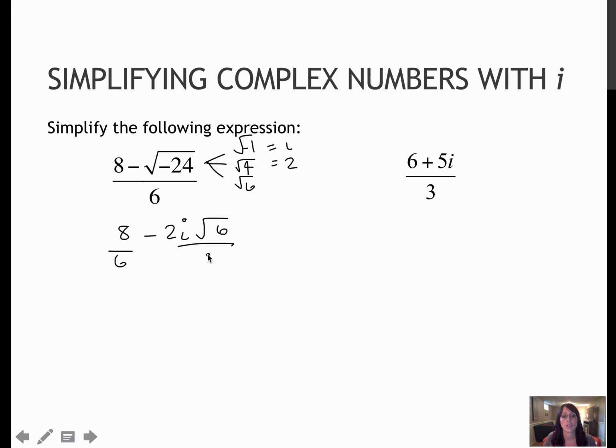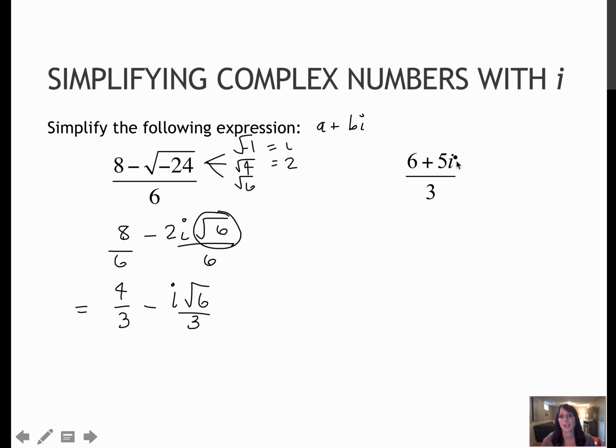So I'm actually going to just break it up and write them both over 6 because they want me to write it as a complex number in a plus bi form. So 8 divided by 6 would be 4/3. And then, of course, the 6 and the 2 here would reduce. I cannot reduce this 6 that's inside the radical because it's not a real number. It's basically an irrational number. So 2 and 6 would reduce to 1 and 3. I'm not even going to write the 1 outside, but I will write the 3, just like that. So this is the complex form of that solution.